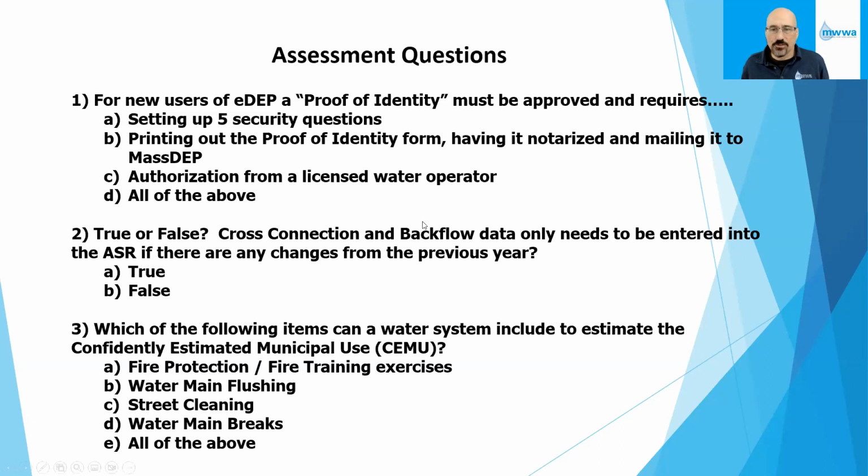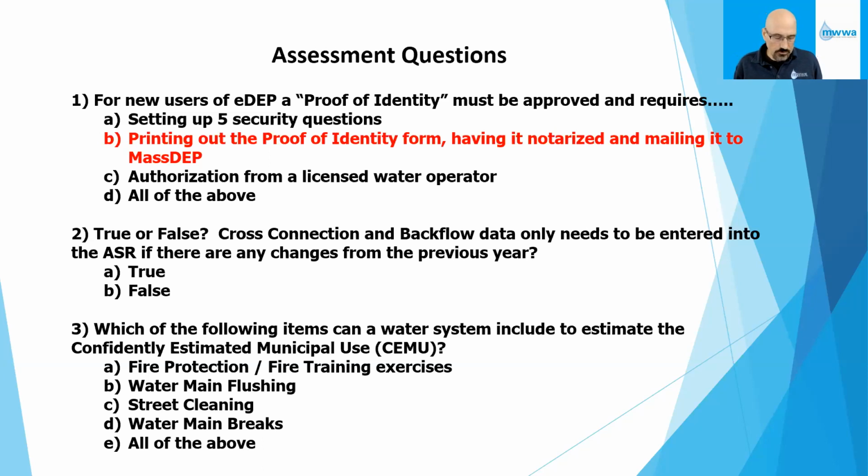So the first assessment question you should have seen is, for new users of EDEP, a proof of identity must be approved and requires which of the following? The correct answer there is B: printing out the proof of identity form, having it notarized, and sending it to MassDEP. Andrew mentioned that once you get that notarized, you can scan it and send it in electronically, and they can process it quicker, but they also verify that document when they get the hard copy in the mail.